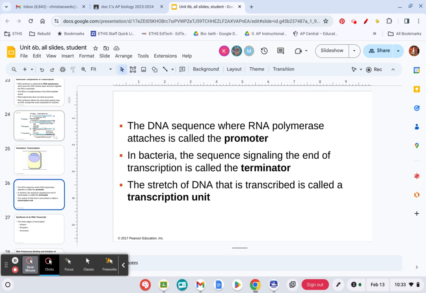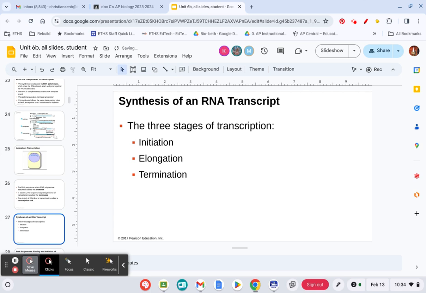In bacteria, there's a sequence at the end called the terminator. There's a different way of doing it in eukaryotes. And then the stretch of DNA that's being actively copied is going to be called the transcription unit. There's going to be 3 parts to it, and they're very straightforward. Initiation, so getting it ready to make a transcript of it, actually doing it, the elongation, and then the termination when you're like, stop, we're done. Those are going to be the 3 parts.